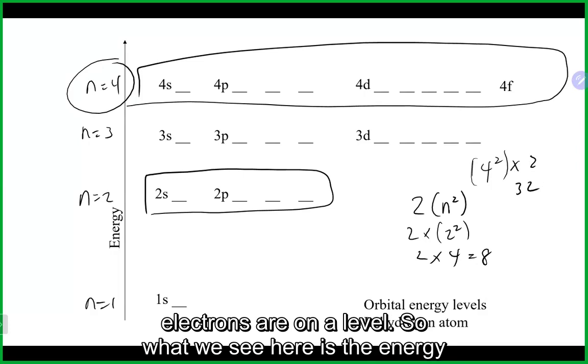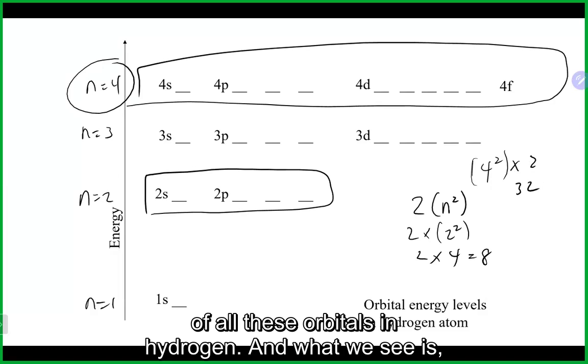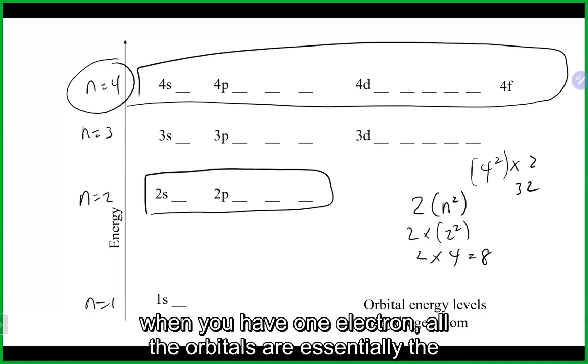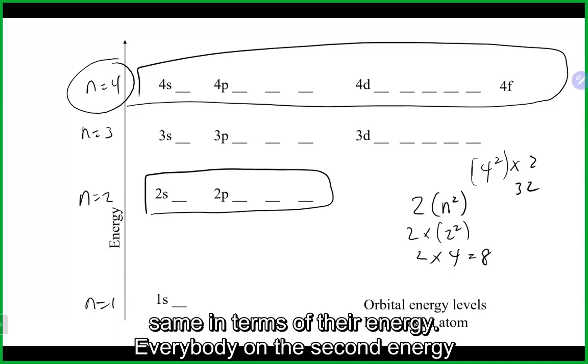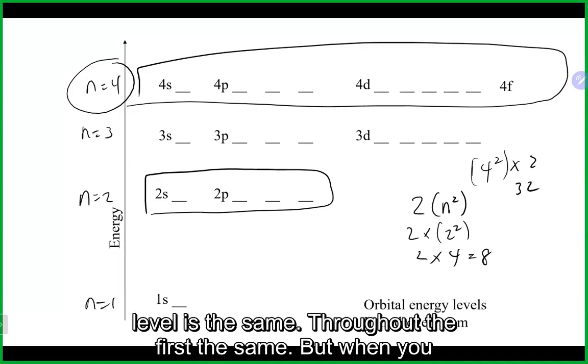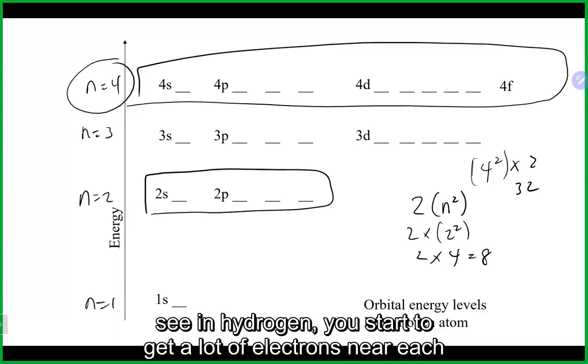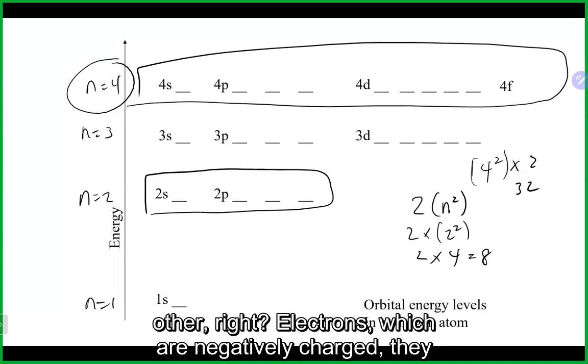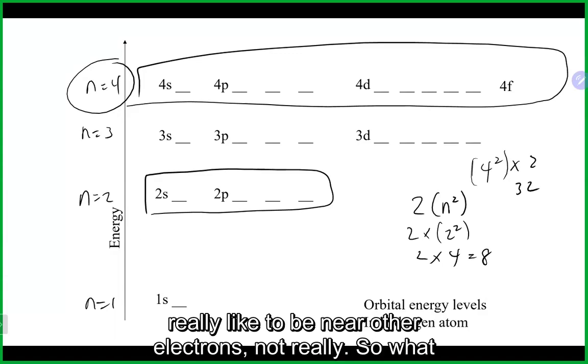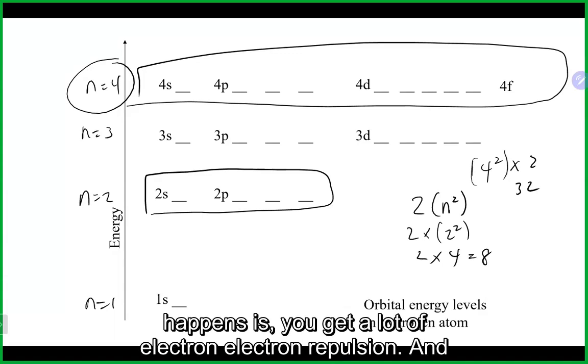So what we see here is the energy of all these orbitals in hydrogen. When you have 1 electron, all the orbitals on the same energy level are essentially the same in energy. Everybody on the second level is the same, and everybody on the third is the same. But when you have more than one electron, you get a lot of electrons near each other. Electrons are negatively charged, and they don't really like to be near other electrons, so you get a lot of electron repulsion.